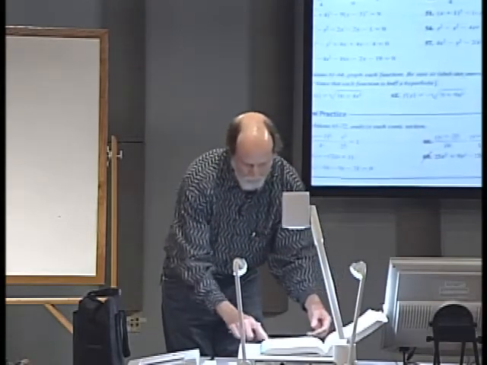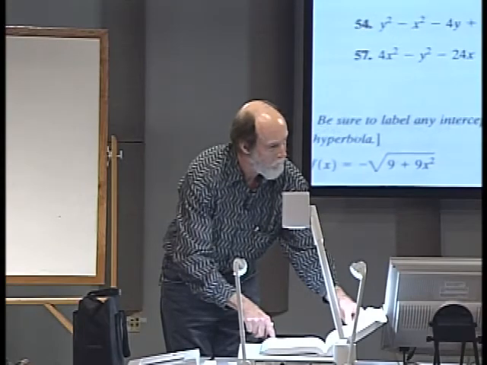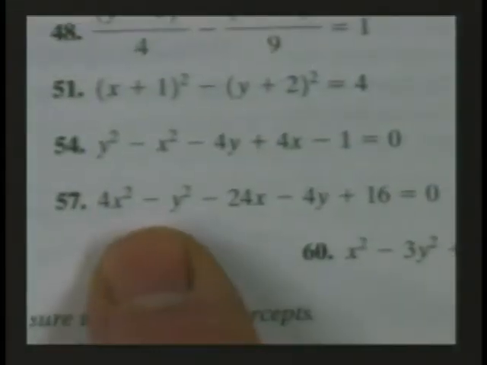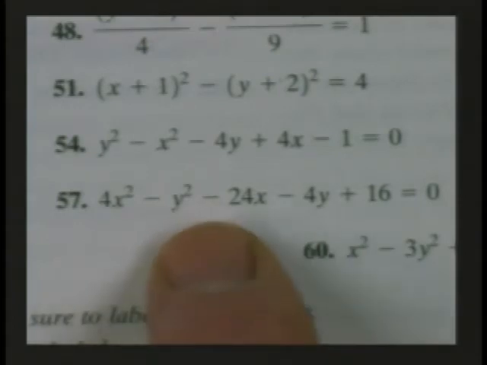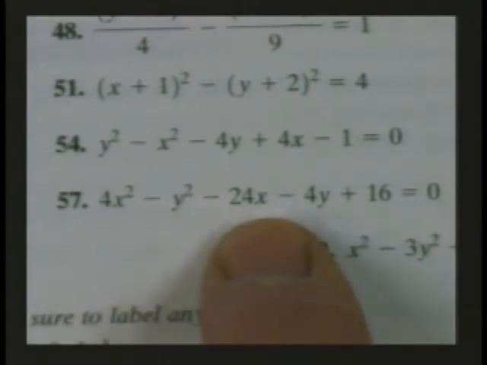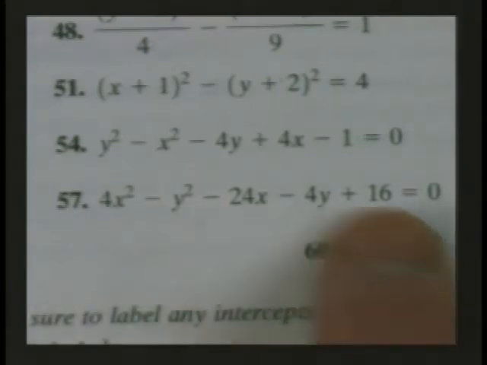And I'll try to enlarge this so you can see it here. Why don't we look at number 57? 57: 4x squared minus y squared, and then minus 24x minus 4y plus 16 equals 0.